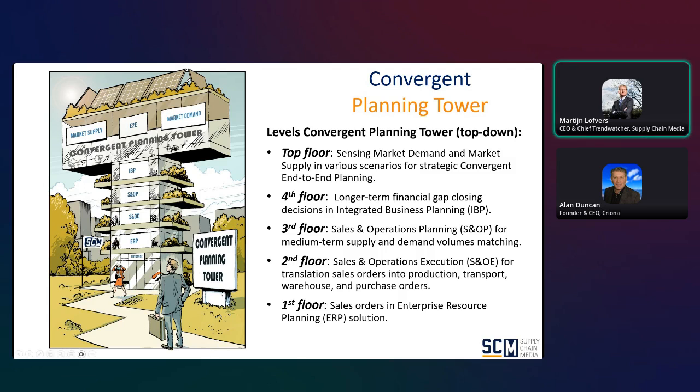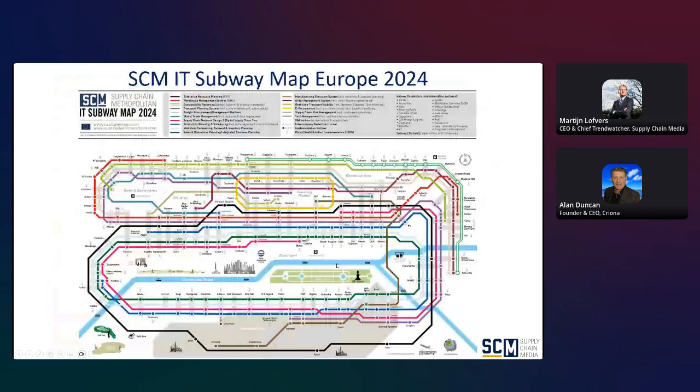So as a summary, a lot of companies are building this convergent planning tower, or whatever you call it, but it's consisting of a lot of tools from different kinds of vendors. And as you see here, this is the latest version of our SCM IT subway map. I have been creating it since 2012, so it has developed and grown a lot.